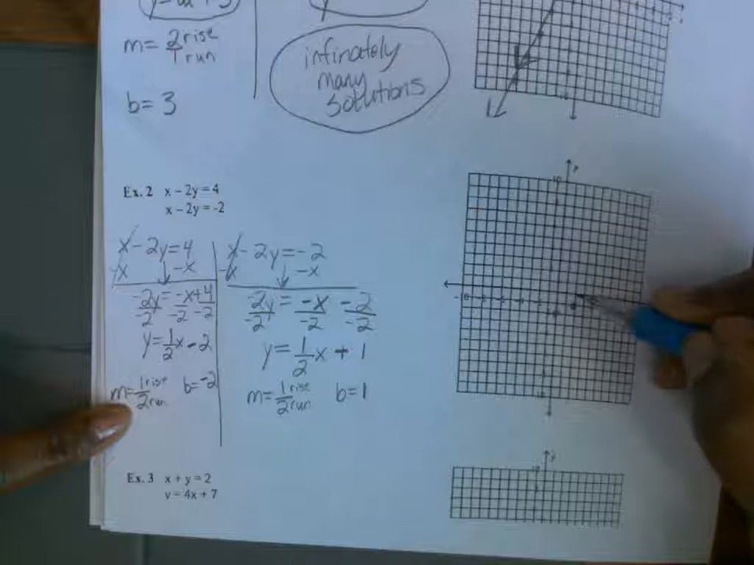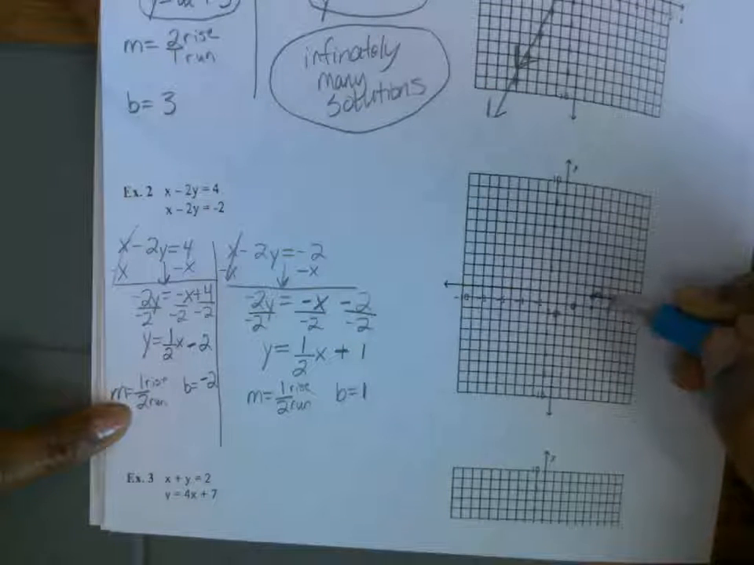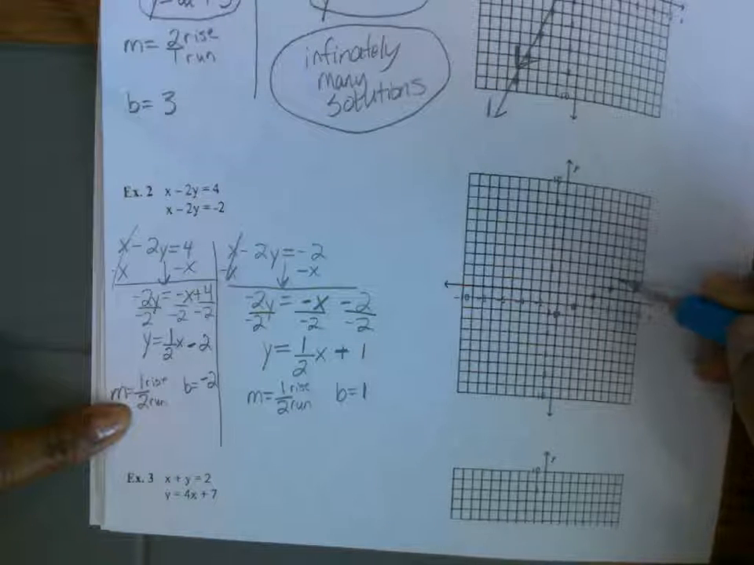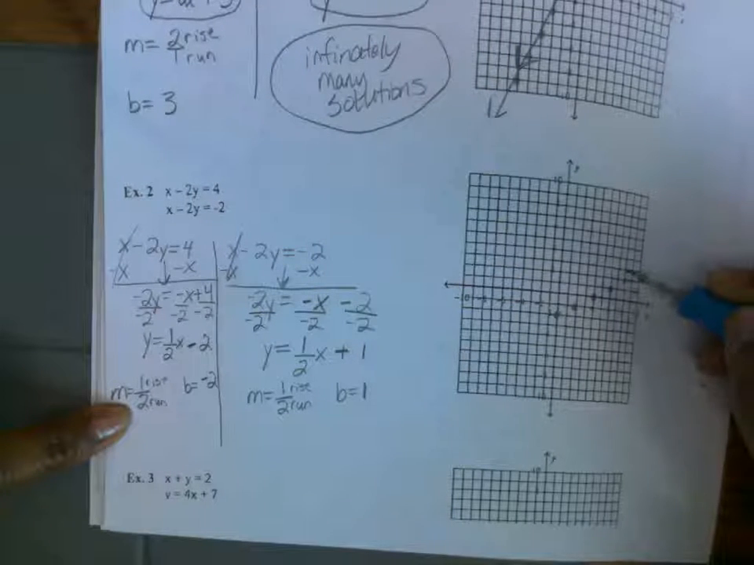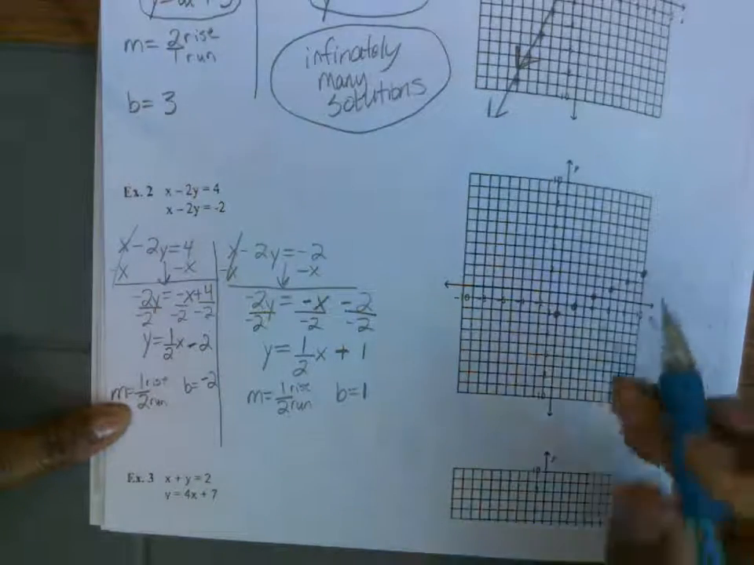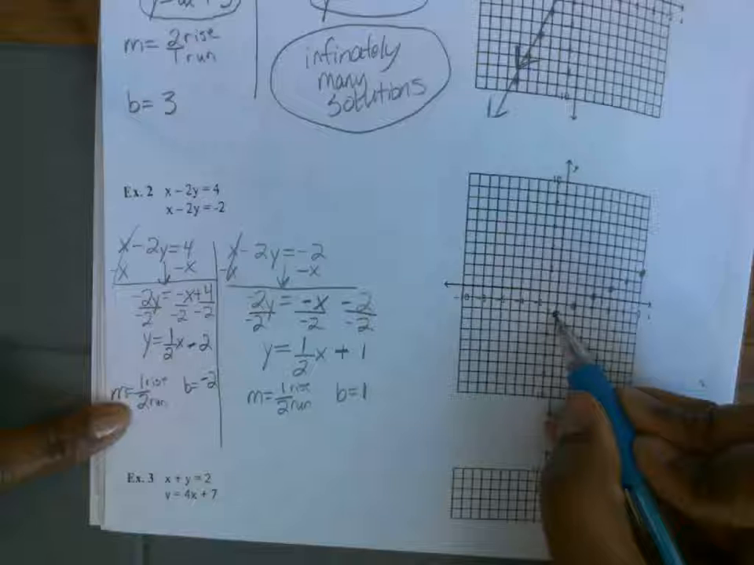So that's up 1, right 2. Up 1 and to the right 2. Keep repeating that pattern. Go until you run out of space and then point in the opposite direction.